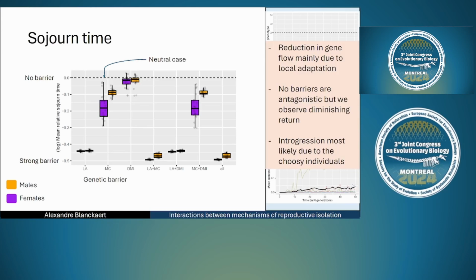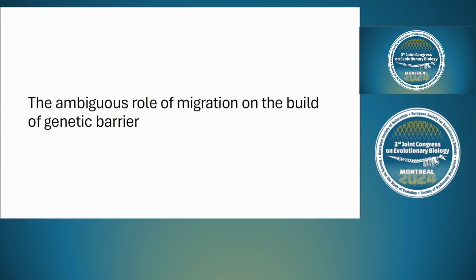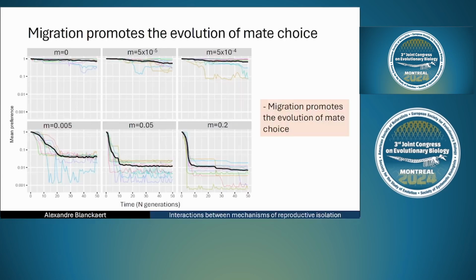And yes, introgression: you can see the difference between males and females. Males have a bit less reduction in general, so introgression should be favored through the sex that is doing the choosing when there is mate choice. Obviously, this was with really strong migration, and we can have a brief peek at what's happening when we vary migration.